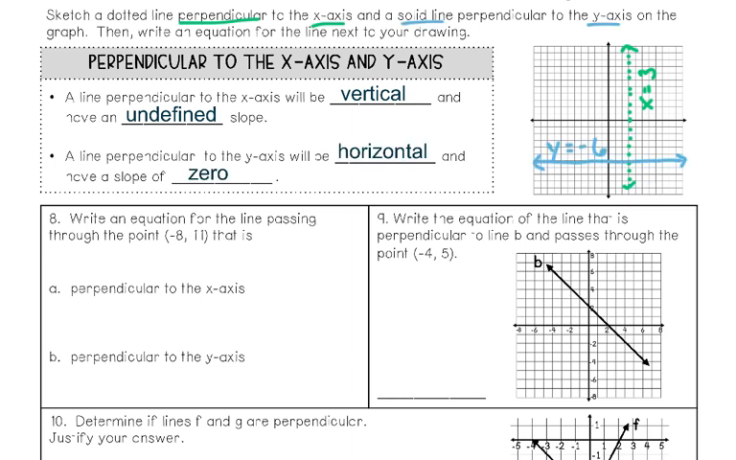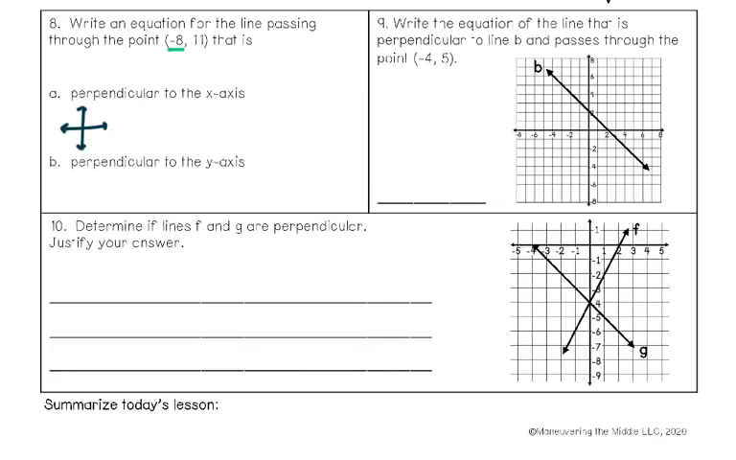On the graph, I drew a solid line that's perpendicular to the y-axis. My line and any line that's perpendicular to the y-axis would have a horizontal line drawn and have a slope of 0. I was writing the equation for a line that was perpendicular to the x-axis and passed through this point. It would look like this. Because that line would have an undefined slope and pass through the point -8, x equals -8 would represent the equation of that line. For a line perpendicular to the y-axis, it would pass through the y-intercept of 11, and it would be at 11 the whole time with a 0 slope. So y equals 11 would represent that line.